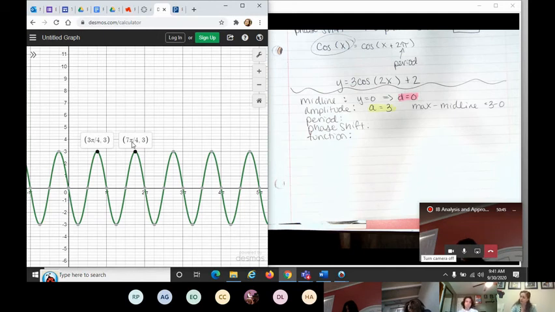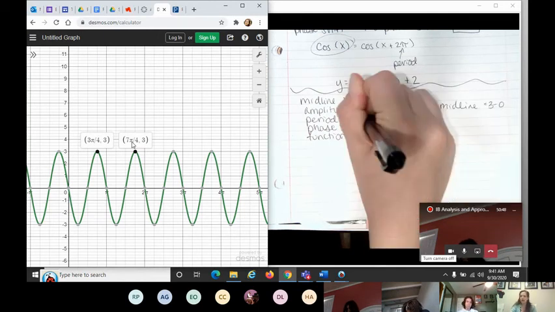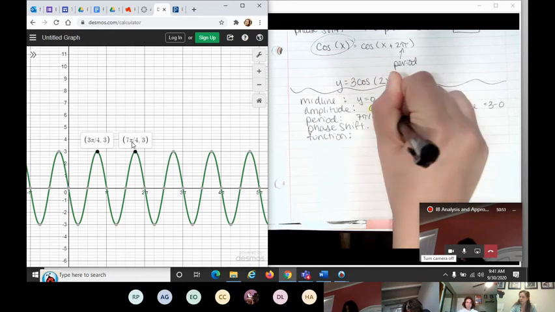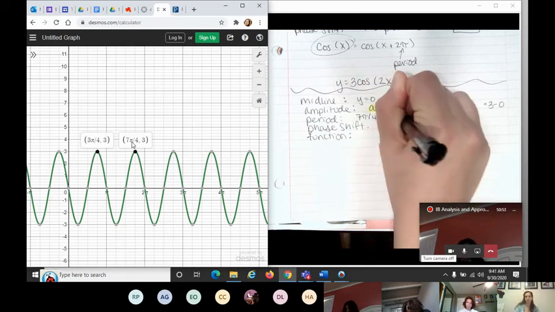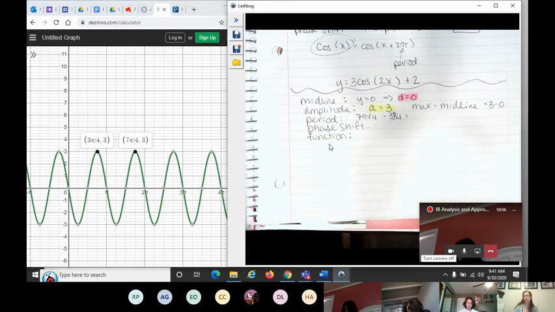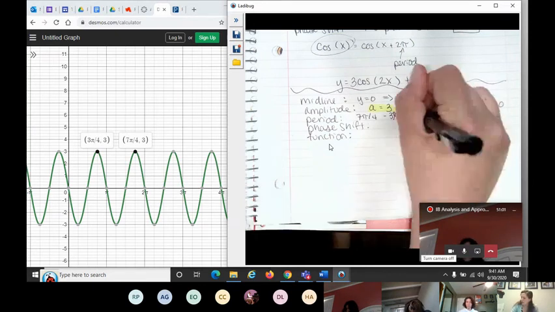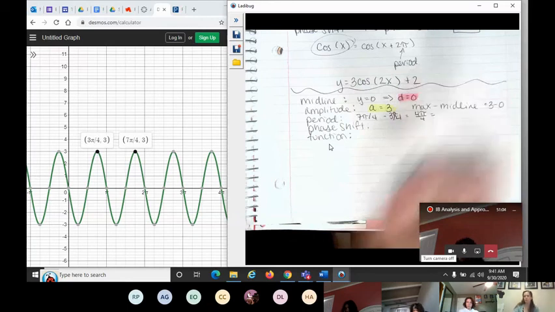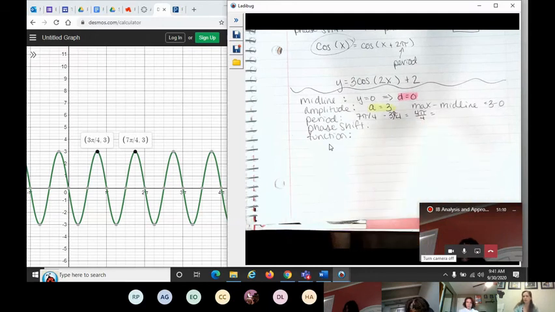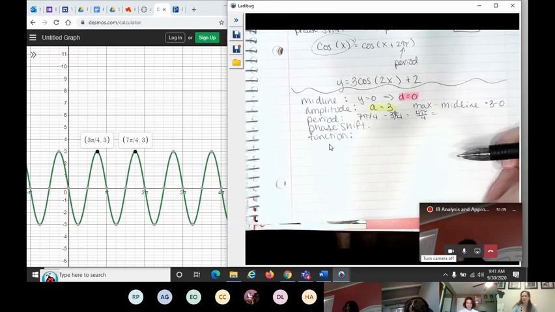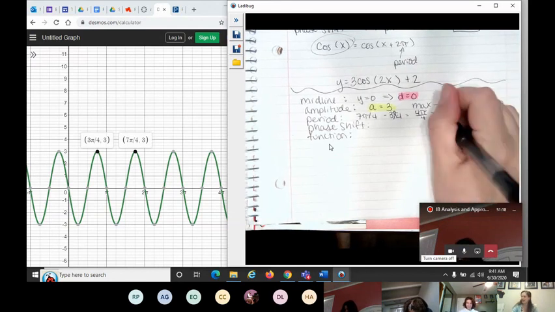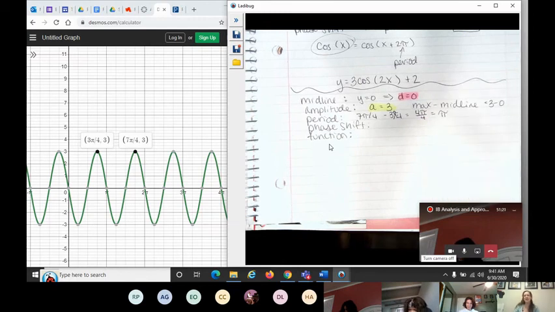So if I took 7 pi over 4 and subtracted 3 pi over 4, what do I get? 7 minus 3 is? 4. 4 pi over 4. And what does that reduce to? 4 over 4 is? 1. Yeah. So this means our period is pi.